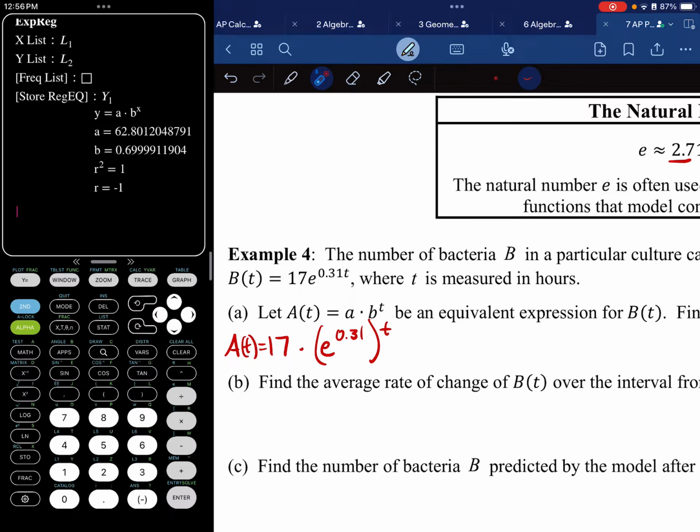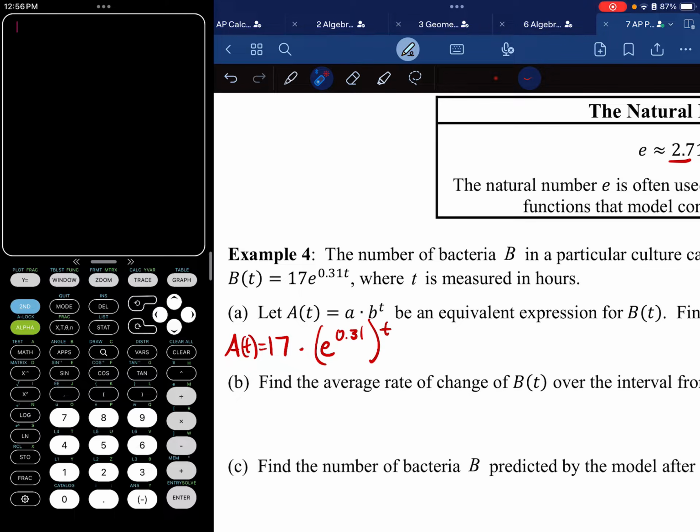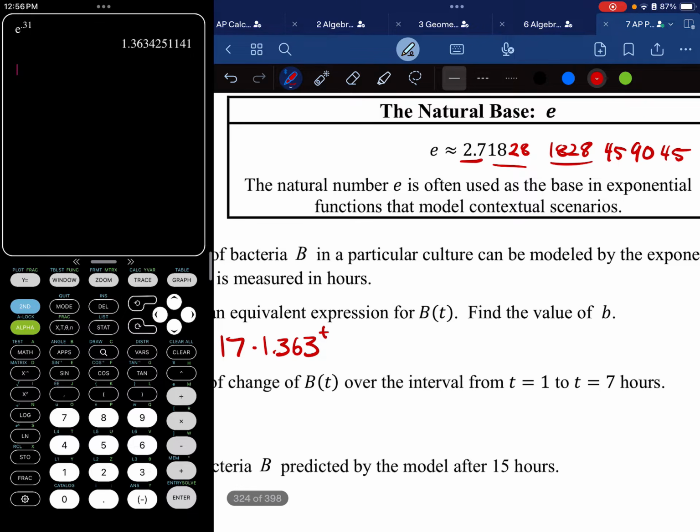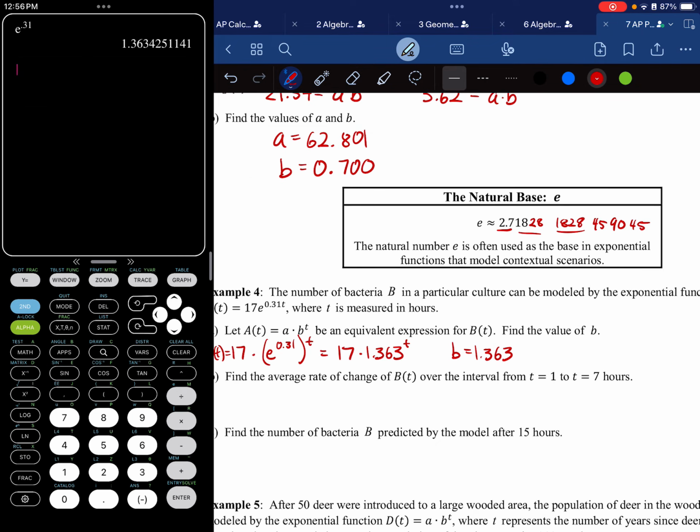I can clear out of this, and I can say what is e, so that is the second natural log button, so second ln, so it's e to the power of 0.31, and that looks like the new base is 1.363. I need to have that number out front, don't I? So it's still 17 times our new base, which is 1.363, to the power of t. Our new base is supposed to be 1.363. Excellent. Okay, what is part B saying?